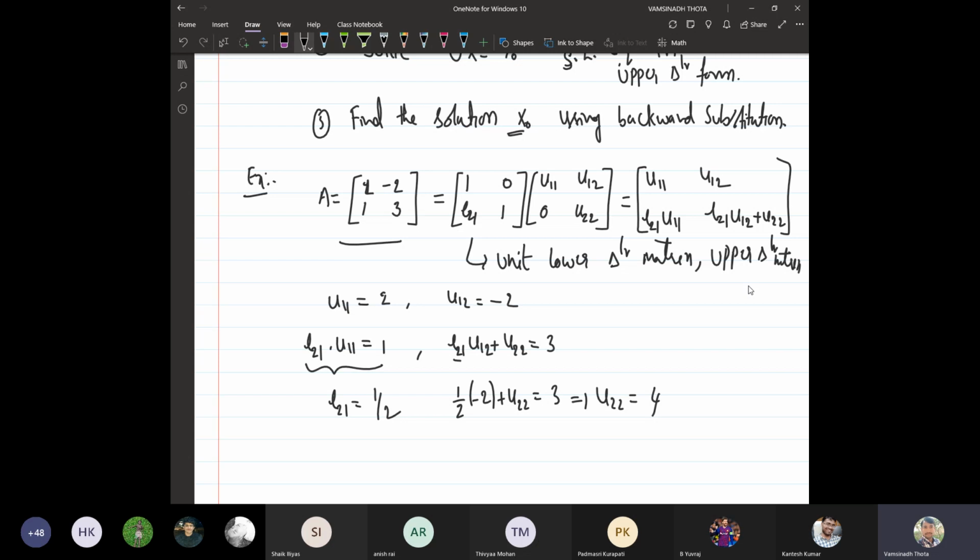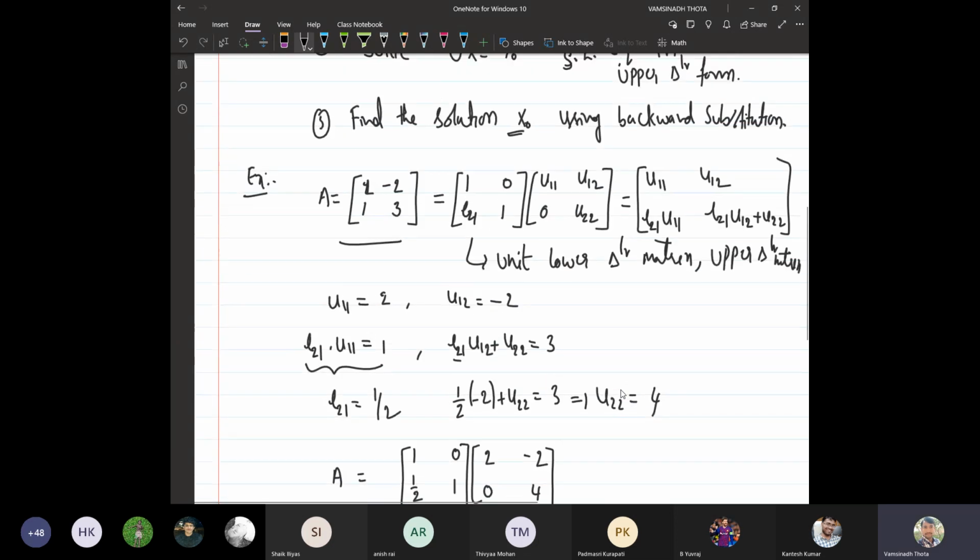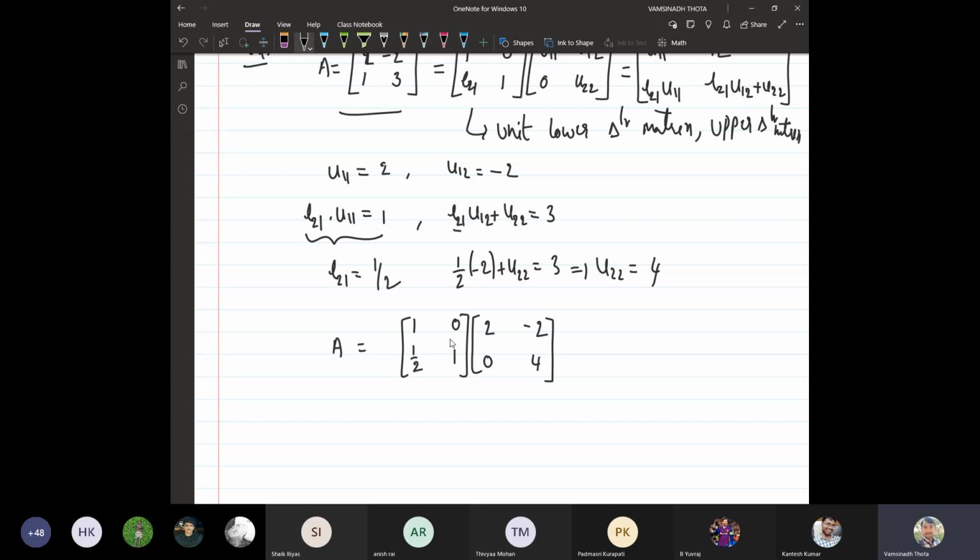Now is there anything left? U11, U12, and U22, everything came. Okay, fine. So now the matrix A can be written as the product of a unit lower triangular matrix and an upper triangular matrix after decomposition. You can just verify by simply multiplying whether you have done all the calculations correctly. 2, minus 2, 1 by 2 into 2, so that is 1. 1 by 2 into -2, so that is -1 plus 4, that is 3. So everything seems to be correct.